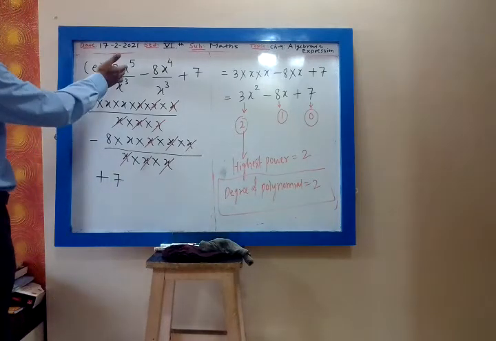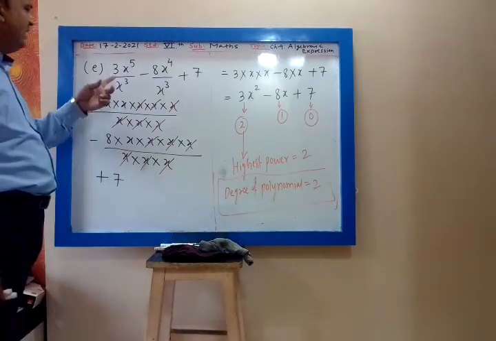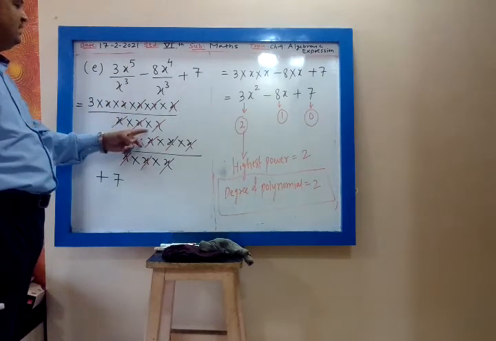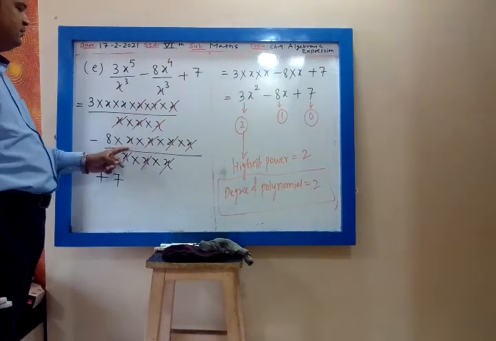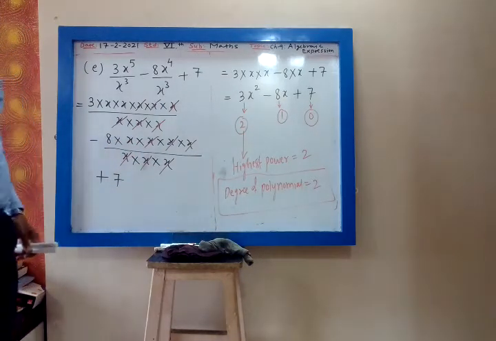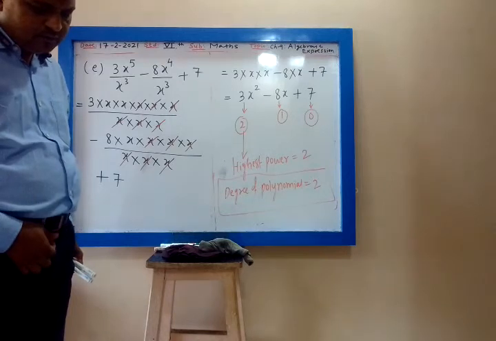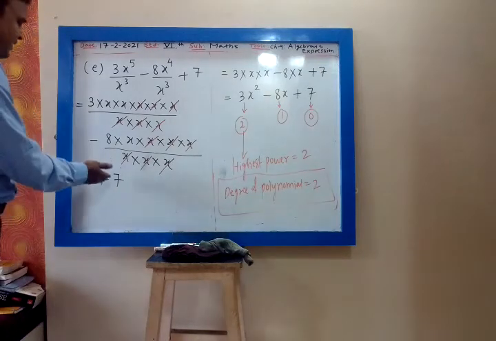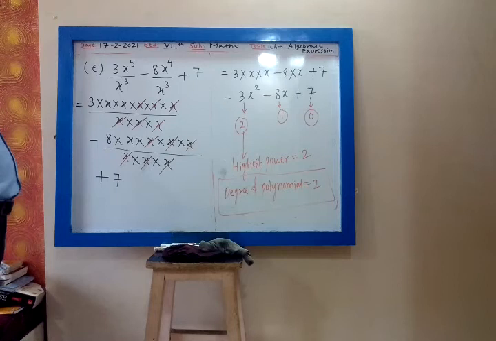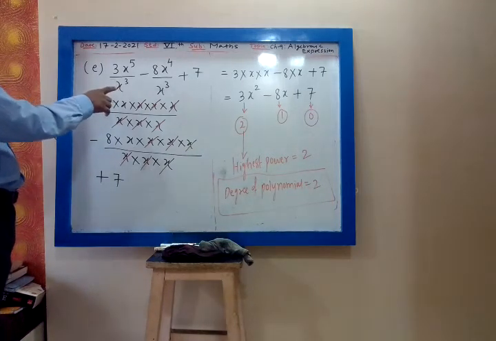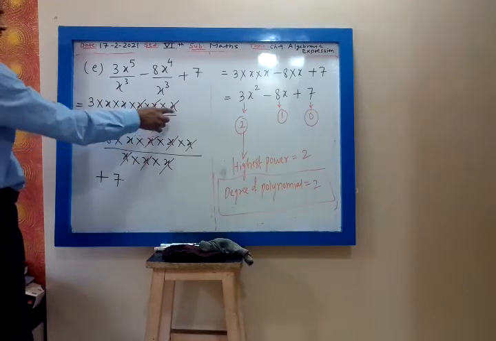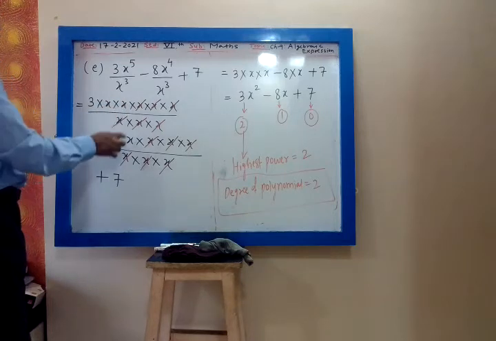My dear, x raised to 5 means you will multiply x 5 times. x raised to 3 means you will multiply x 3 times. x raised to 4 means you will multiply x 4 times. x raised to 3 means multiply x 3 times. That's all. My dear, plus 7 is already there in the question, so we write plus 7. We have cancelled the term. x gets cancelled. 2x is left. x into x.